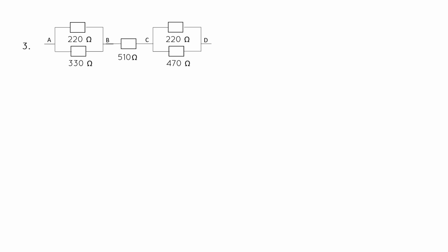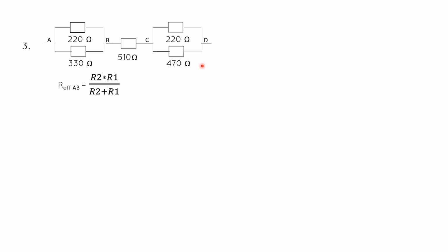All right, so we have this network of resistors, and we are asked to simplify them. So you can see here we have these two, we are sure they are parallel resistors. We have these two, we are sure they are parallel resistors. So we combine this and bring them down to just one effective resistance. The same thing here, then we sum them up to get the overall effective resistance across AD.